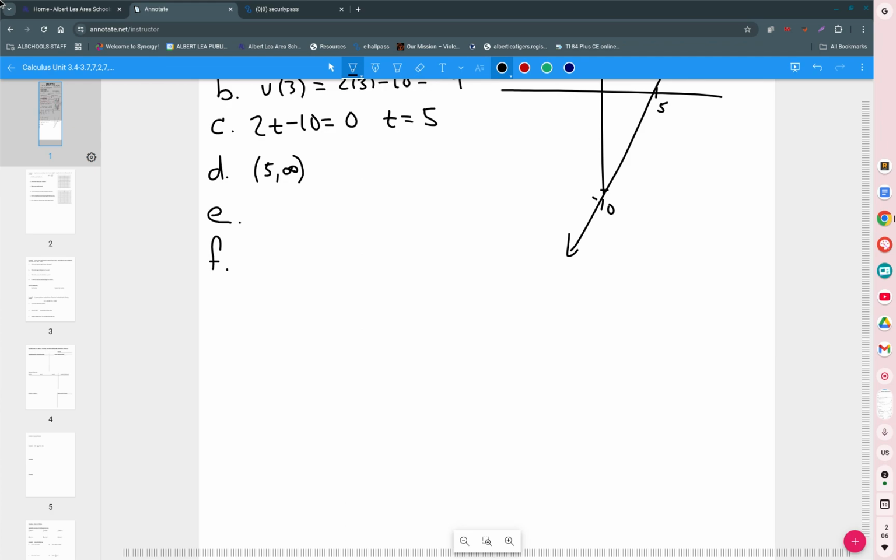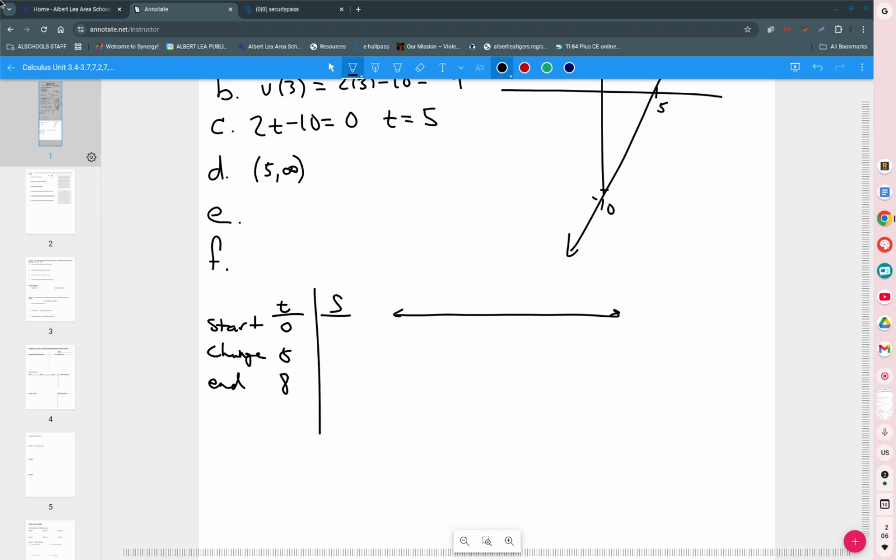E is the total distance, F is the motion of the particle. Okay, so what do I need to consider when I consider the motion of the particle? I need to consider where I start, where I change, and where I end. Where do I start? Start at 0. Where do I change? 5, I change at 5. And where do I end? 8. I end at 8. So that's great, those are the times.